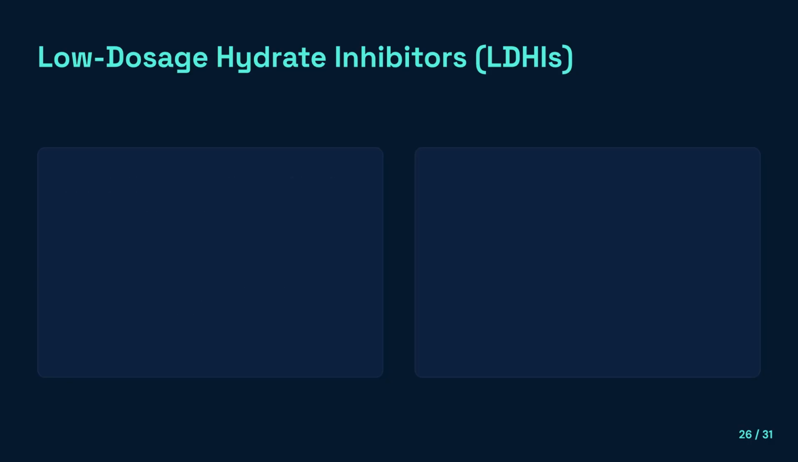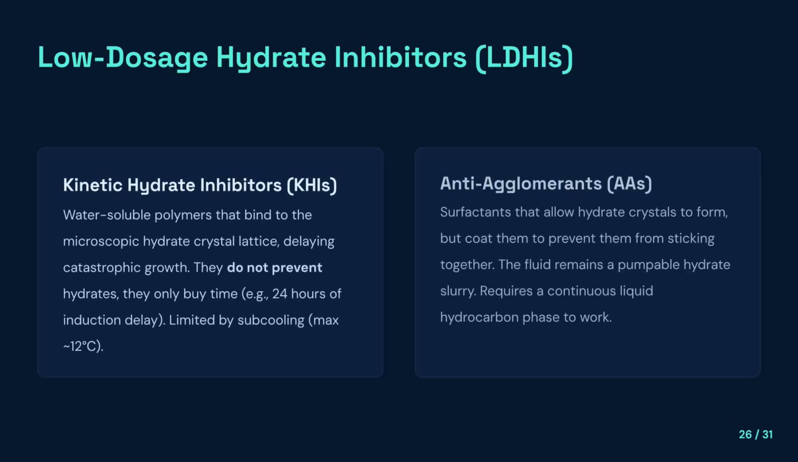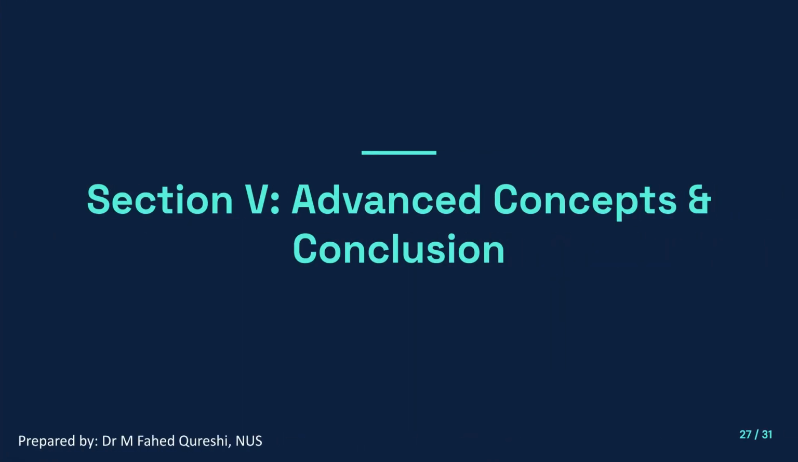Low-dosage hydrate inhibitors include kinetic inhibitors, which delay crystal growth using polymers, and anti-agglomerants, which keep hydrates as a pumpable slurry by preventing particles from sticking together. Finally, we conclude this video with an overview of advanced concepts and summary trends in the industry.